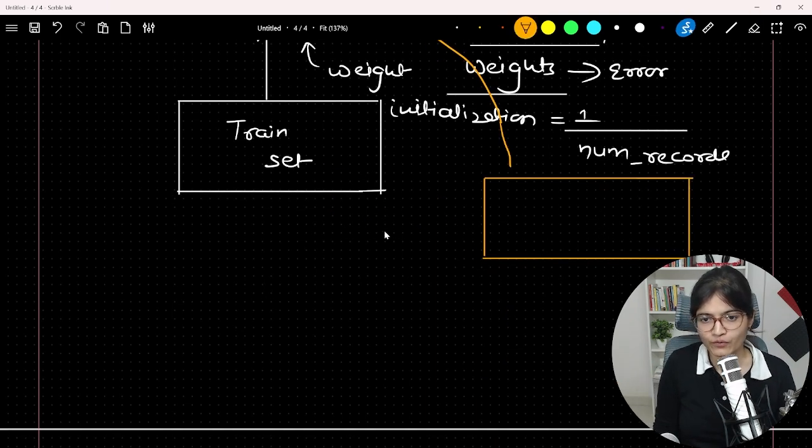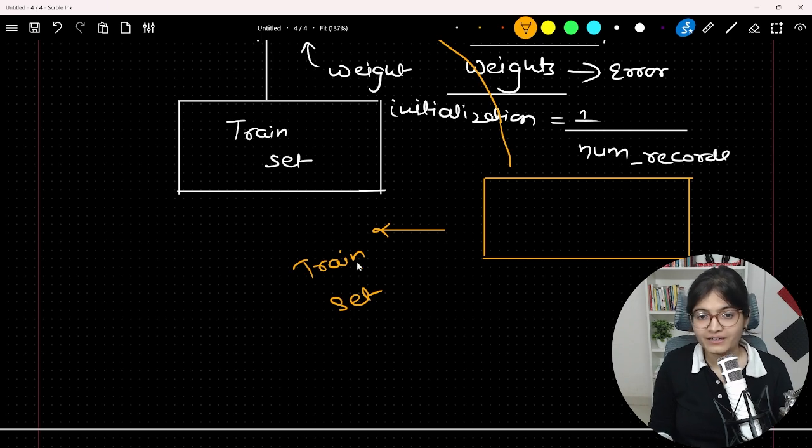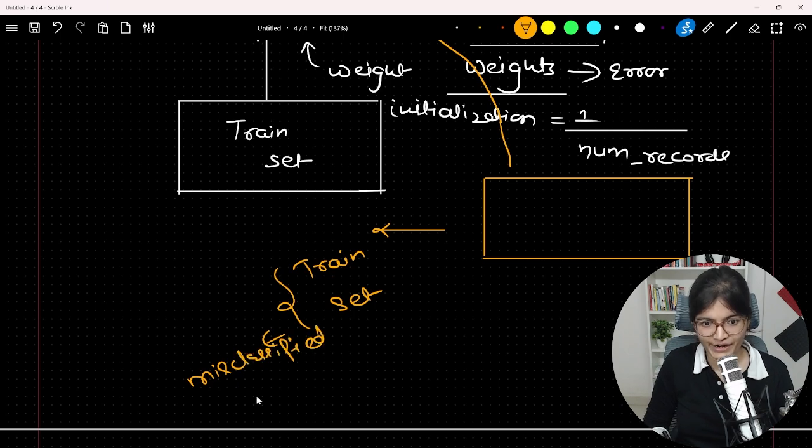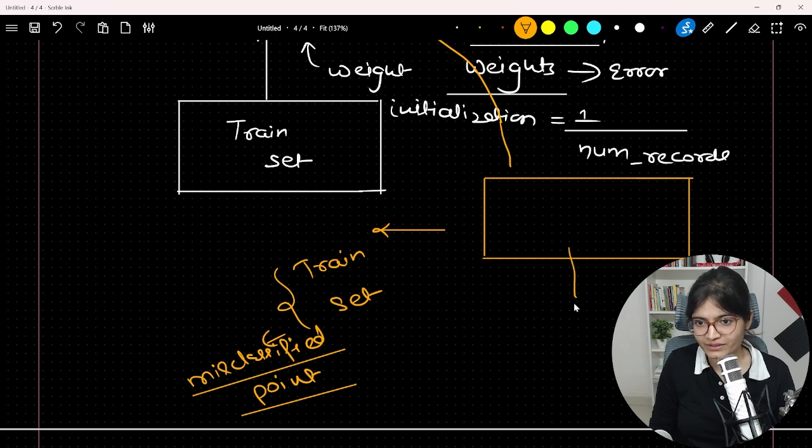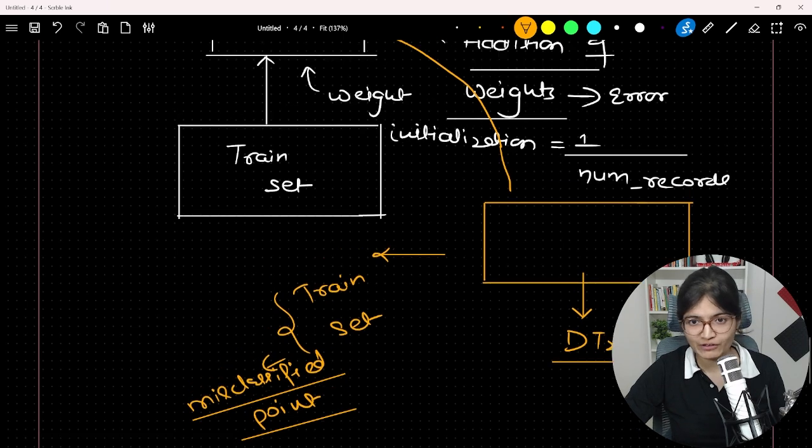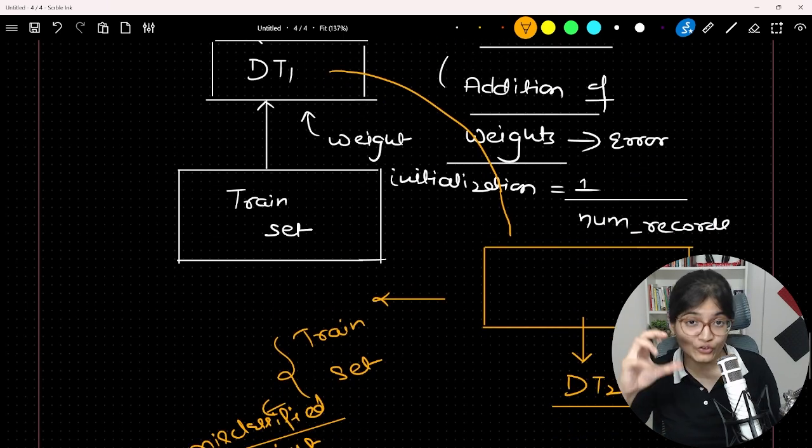So here what we want is to get the new training set. New means that it is a part of the original data itself. But now in this train set, I want misclassified points only, so that my model will be prepared for the next DT2 and it will focus more on the misclassified points. How will it be done? How will we get a training set with maximum misclassified points?